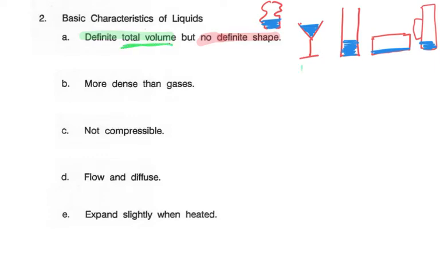So the volume here is 1 cup, 1 cup, 1 cup, 1 cup, and 1 cup. It takes the shape of whatever container I pour it into. I pour it out of one, I pour it into the next one. It's going to have the same volume no matter what I do.